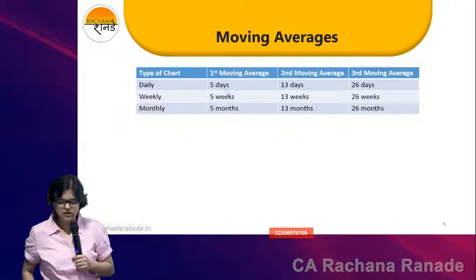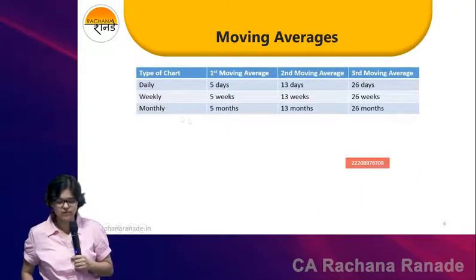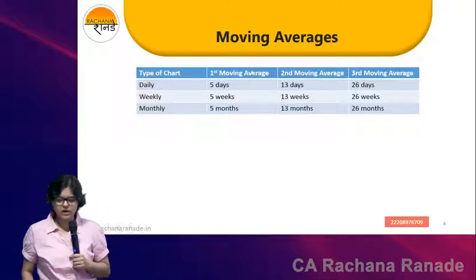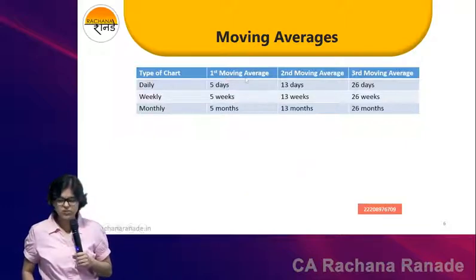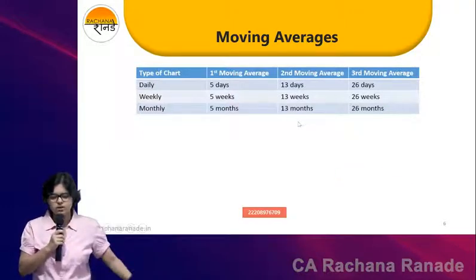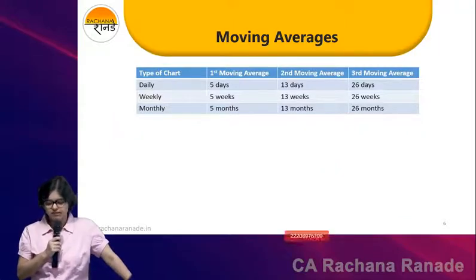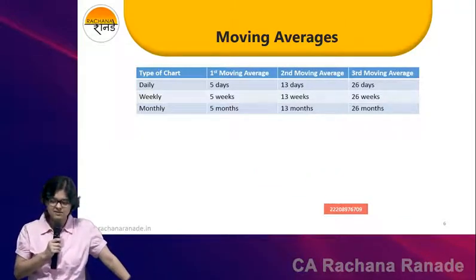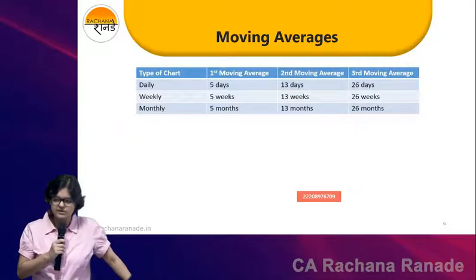Okay, just do one thing. Wherever you have written types of chart made daily, weekly and monthly, just write down into bracket D, W and M, so that it will be simple. D for daily, W for weekly, M for monthly. Okay. Now vertically for first moving average, you have to write down 5D, 5W, 5M. Second column vertically 13D, 13W, 13M. And last one would be 26D, 26W and 26M.